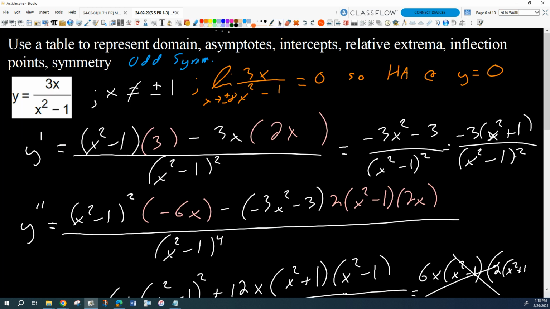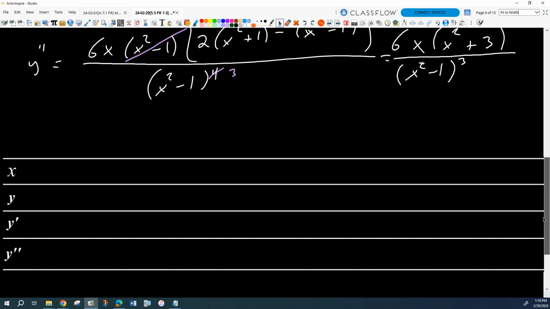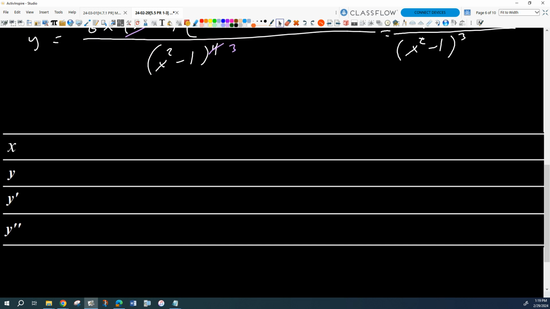Okay. So what did we find here? We found our domain was all reals except positive and negative 1. Look what we do with the table on this one then. Positive 1 and negative 1 is where our function is undefined. And so we just write vertical asymptote up here and make a dashed line. And that's gonna carve our function up into those 3 different regions, right?